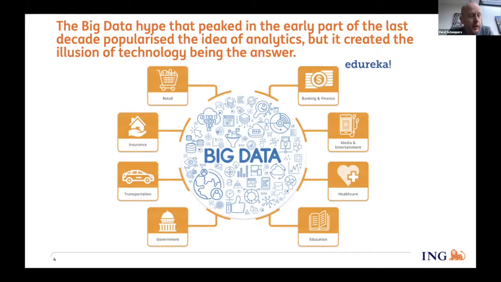So in that landscape, I was given the assignment at ING to do a complete redo of our technology landscape around data. Next slide, please.